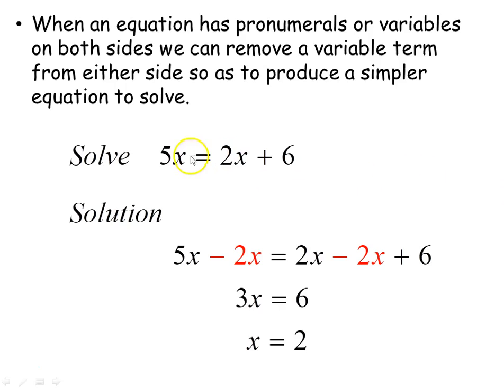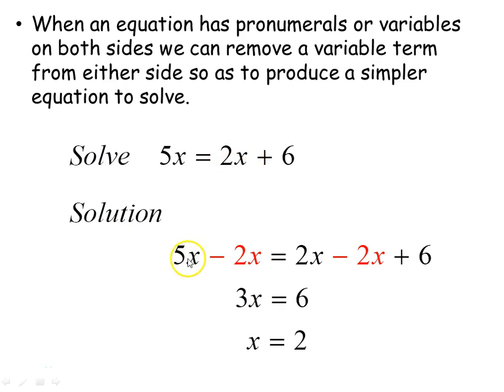So for example, if we have 5x equals 2x plus 6, then if we remove an x from either side, we will end up with a simpler equation. Now looking at this one, 2x is the smaller of the two, so let's just remove it from both sides. What you do to one side of the equation, you must do to the other in order to keep it true, to keep it equivalent. So we're going to subtract 2x from both sides.